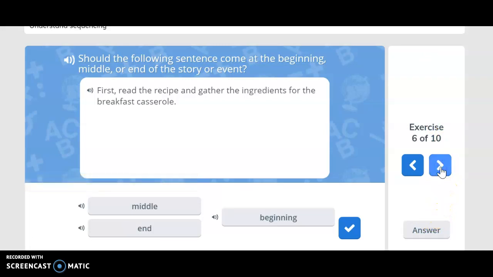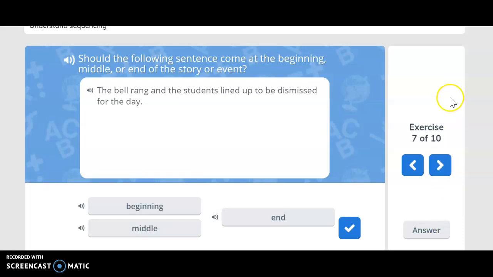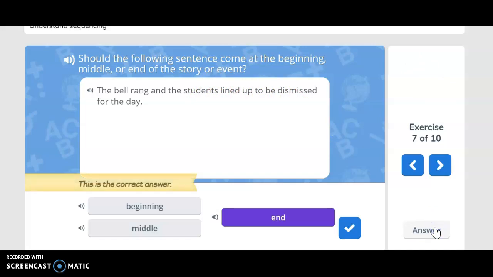Should the following sentence come at the beginning, middle, or end of the story or event? First, read the recipe and gather the ingredients for the breakfast casserole. You said beginning, you are correct. Should the following sentence come at the beginning, middle, or end? The bell rang and the students lined up to be dismissed for the day. You said end, you are correct.